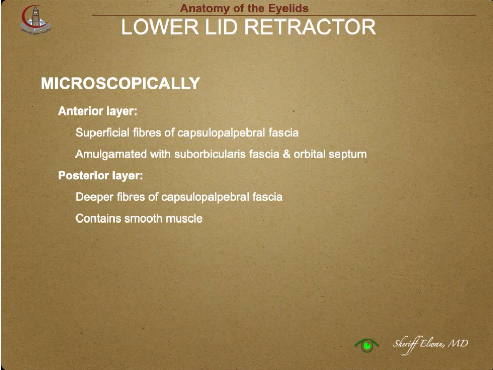Microscopically, the anterior layer is having superficial fibers of the capsulopalpebral ligament, which are amalgamated with the suborbicularis fascia and orbital septum, while the posterior layer is the deeper fibers of the capsulopalpebral fascia that contain probably smooth muscles.